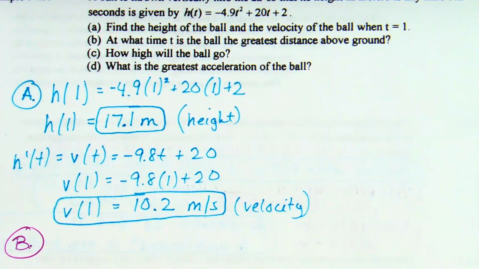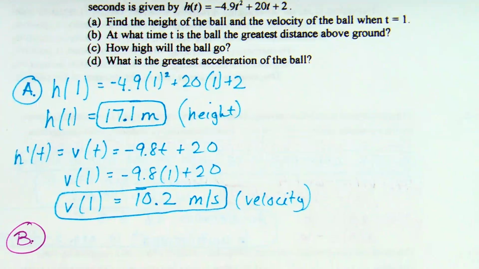Okay, B. At what time t is the ball the greatest distance above ground? So think about this ball. It's going, going, going. So B needs to equal 0. What's happening when that ball gets to its highest point?